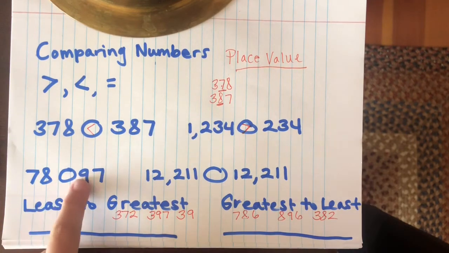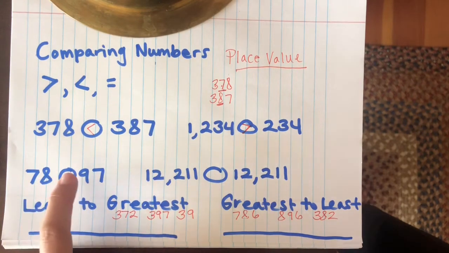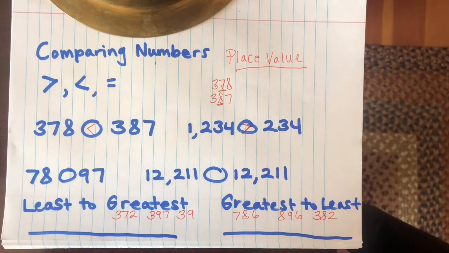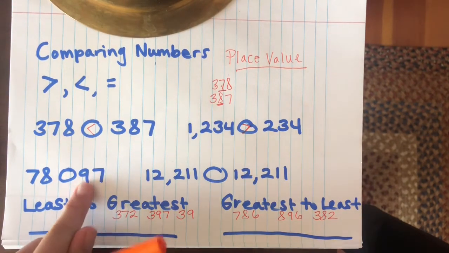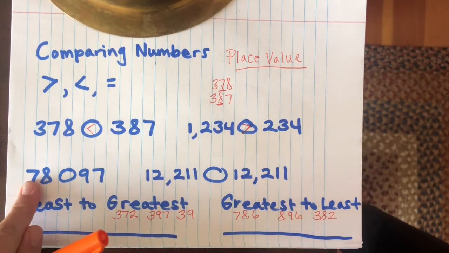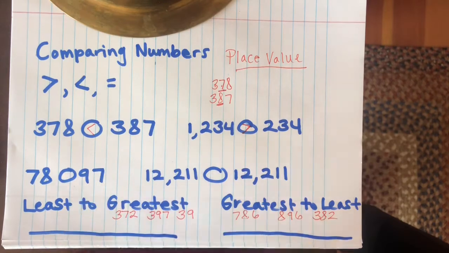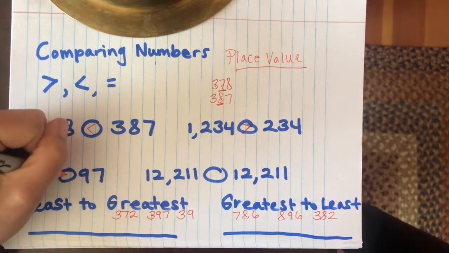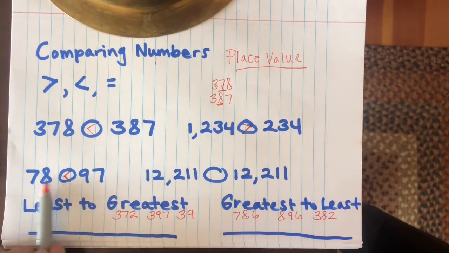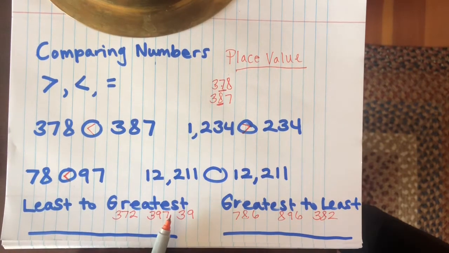So same strategy again, 78 compared to 97. I look at the greatest place value first. It's the tens. So I know there's a 7 in the tens place here and a 9 in the tens place here. And I know that 9 tens is greater than 7 tens. So 97 is greater than 78, or 78 is less than 97.